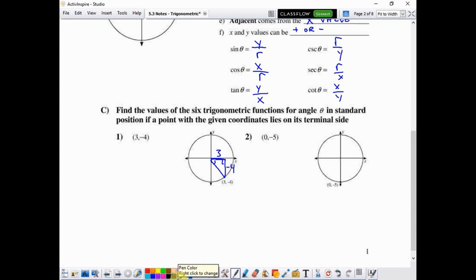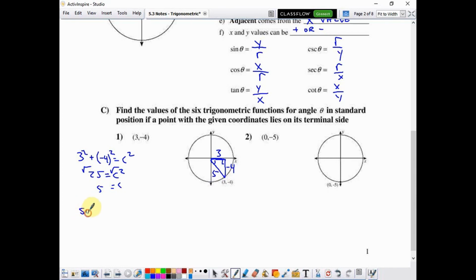Now, in order to do all the ratios, we need opposite, adjacent, and hypotenuse, so we're going to need to know the length of that radius. So 3 squared plus negative 4 squared equals c squared. That's 9 plus 16, so that's 25 equals c squared, and then the positive square root is 5. So the length of the hypotenuse, or the radius, is 5.